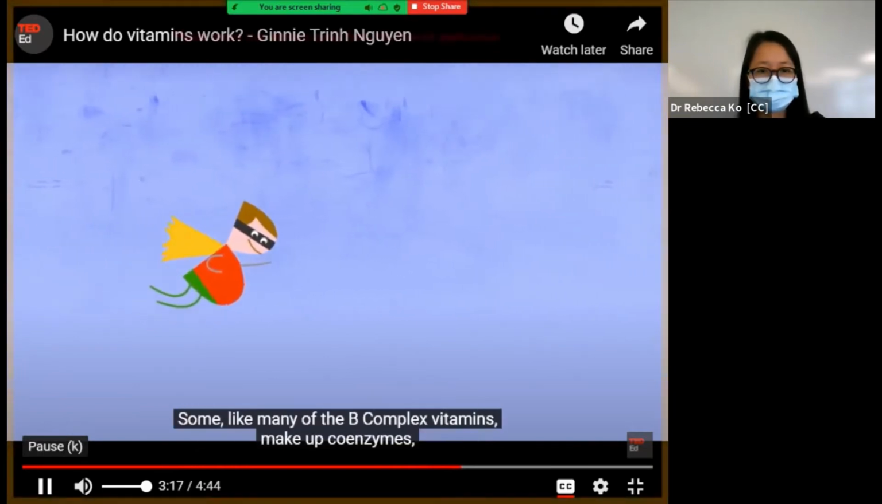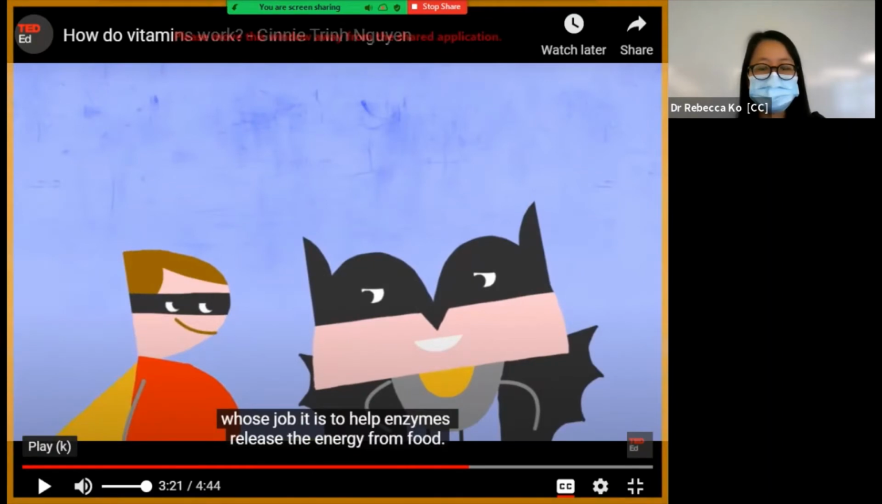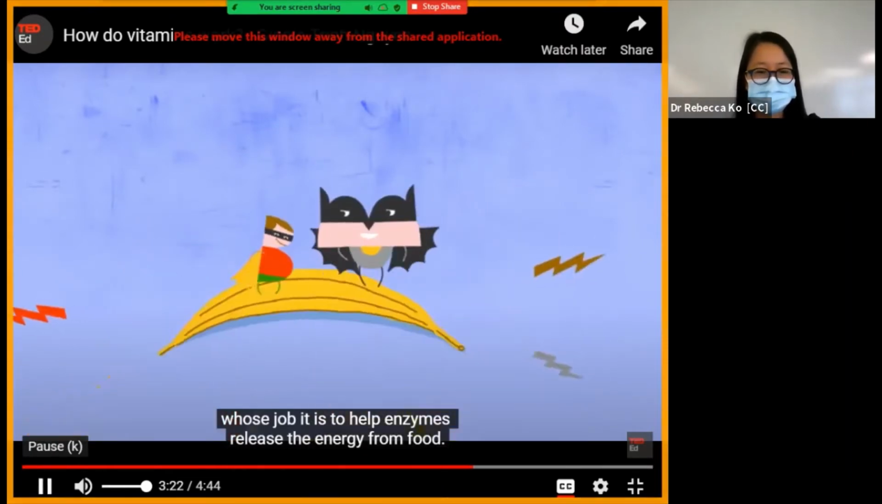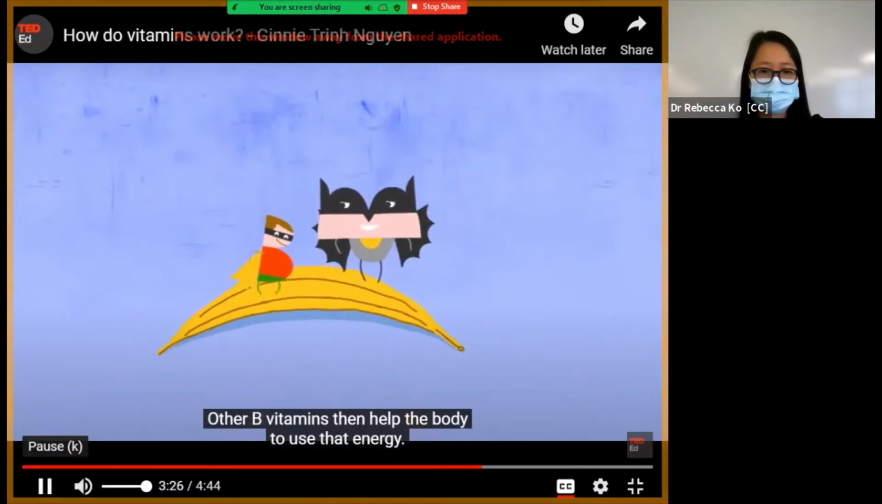Some, like many of the B-complex vitamins, make up coenzymes, whose job is to help enzymes release the energy from food. Yeah, you will find that they each have their unique function. So I think you should know the functions of vitamins B, C, D, E, K, all these, right? Other B vitamins then help the body to use that energy.